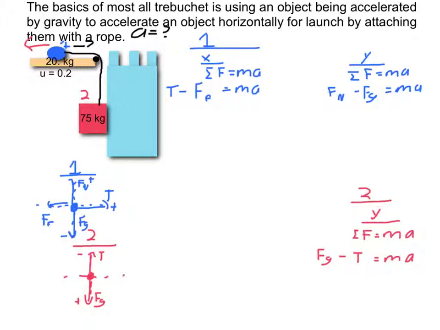Okay, but then you write sum of the forces for the x and the y of object number 1, the y of object number 2. So every axis that has a force in it, give us sum of the forces, and then just read off what's in your free body diagram.